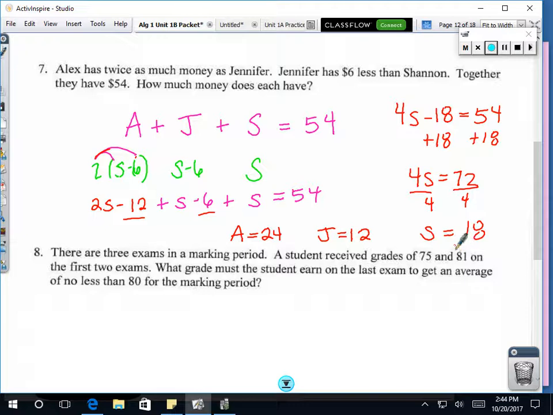Does that add up to $54? Do you see how, say that on the test there's 4 choices and you have A equals 24, J equals 12, S equals 18, and the next choice says different numbers. Couldn't you just play around with the numbers to see which one worked out according to the scenario? You could make sure they added up to 54, you could make sure Alex's amount was double Jennifer's, and you could make sure Jennifer's was 6 less than Shannon's. Okay, number 8.